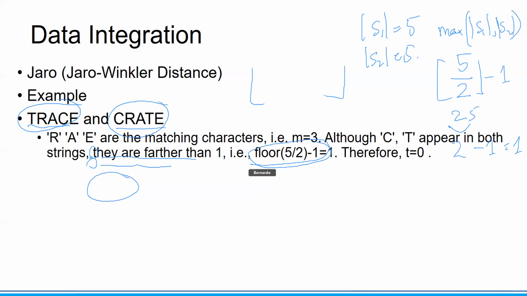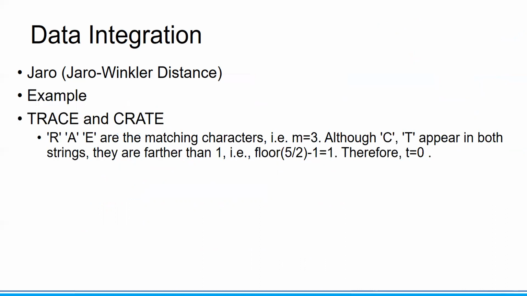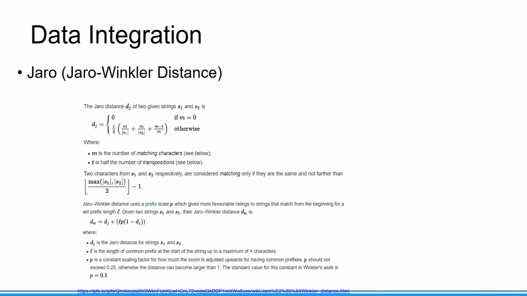This is the threshold value. After we have this threshold, we want to measure the Jaro-Winkler distance. Use a prefix scale p, which gives more favorable ratings to strings that match from the beginning for a set prefix length. So for the dw, it is dj plus l, the length, multiplied by p multiplied by 1 minus dj. So what is the dj? The dj is the Jaro distance for strings s1 and s2.